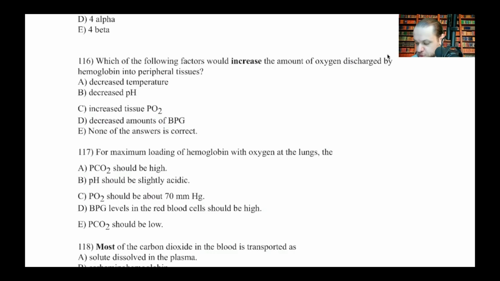So the question is asking you which one of these is going to right shift? Which one is going to make it more tense? C, increase tissue PO2. So oxygen will not right shift, right? Remember we talked about the Bohr effect? Right, Bohr effect. So what factors right shift?